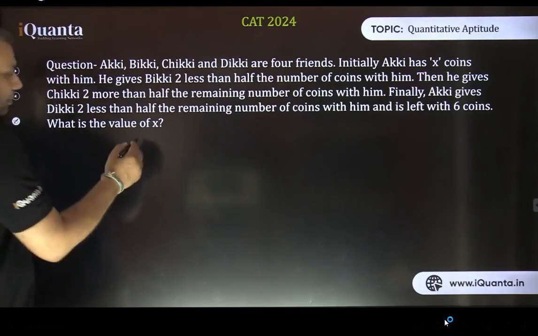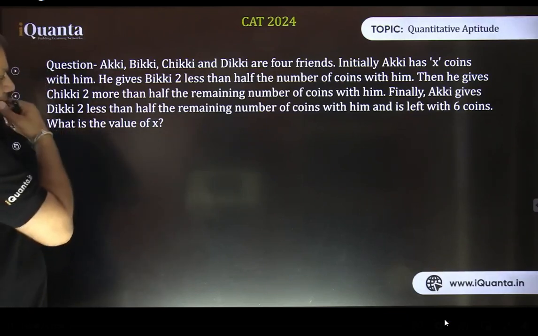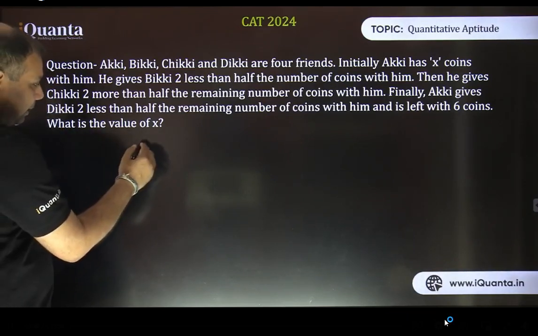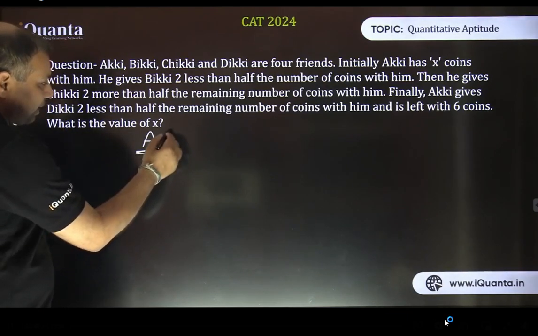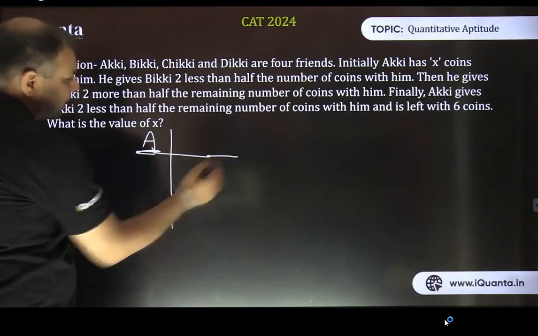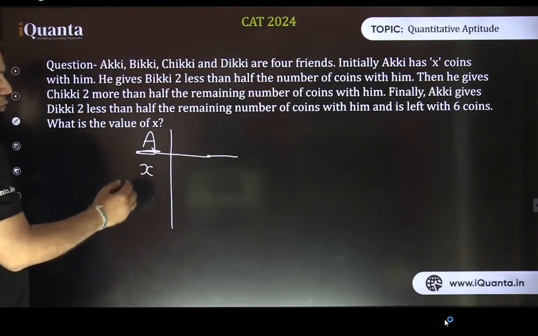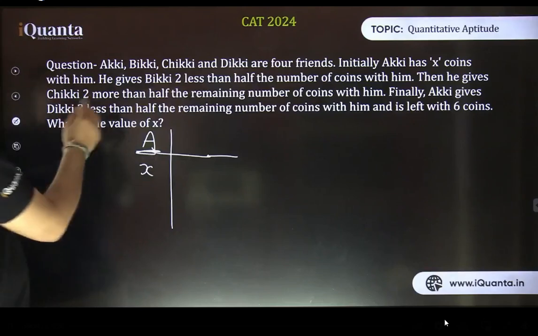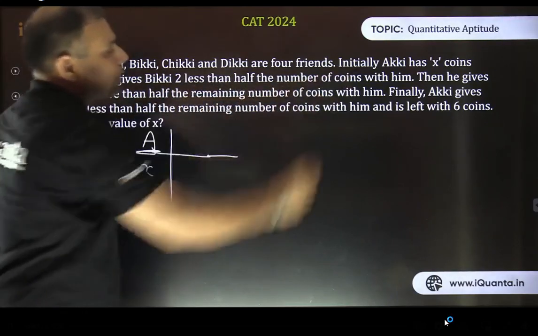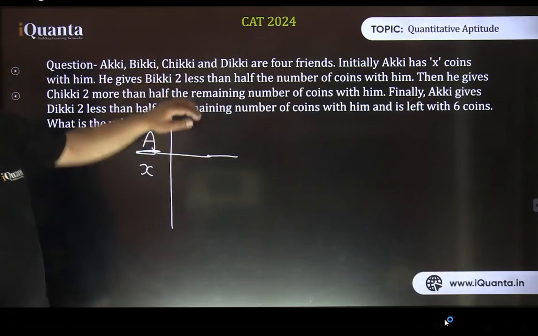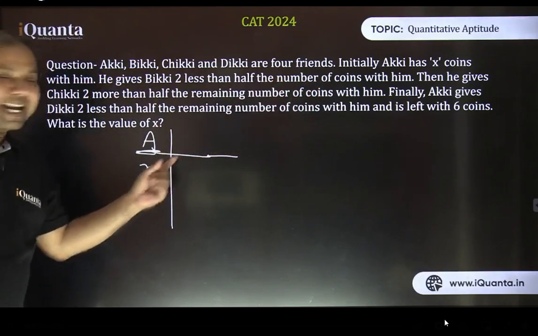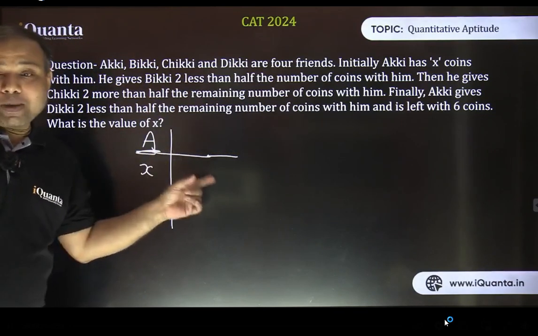Okay, so how do we write it? Let me write like this: the amount with A, and how much he's giving to the other person. So initially A had X coins, that is given. A has X coins and he gives B 2 less than half the number of coins with him. The 2 less we will use later. Half the number of coins means X by 2, right? And 2 less than that. That means how many coins have been given to B?